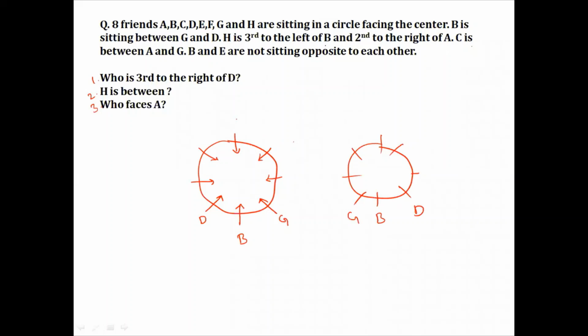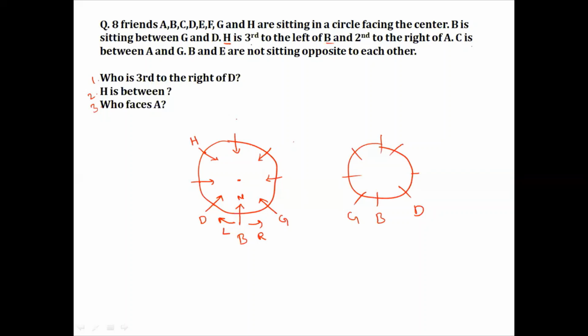Next, H is third to the left of B. Now, as B is sitting in the middle and B is facing center and facing north direction, we can assume that we are B. So our left side will be B's left side. Our right side will be B's right side. Here it says H is third to the left. Now this is the left side of B. First left is D, second left is this position, and third left is this position. So H should be here.